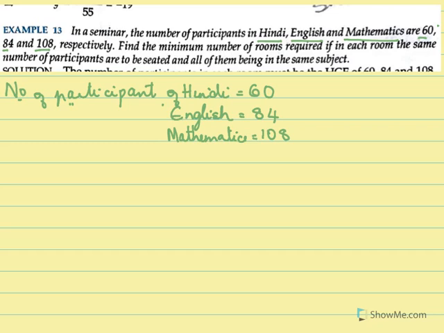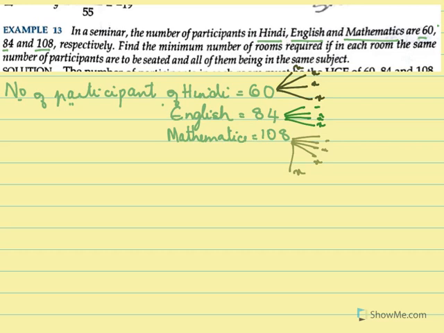Now, is it HCF or LCM? Now, this means the Hindi students have to be divided into many rooms. We don't know how many. Say in each room there are X, X, X. Then the English students also have to be divided into many rooms. The 84 students have to be divided into groups of X, X, X. And then mathematics also, these 108 students have to be divided in rooms. So let X be the number of students in each room.